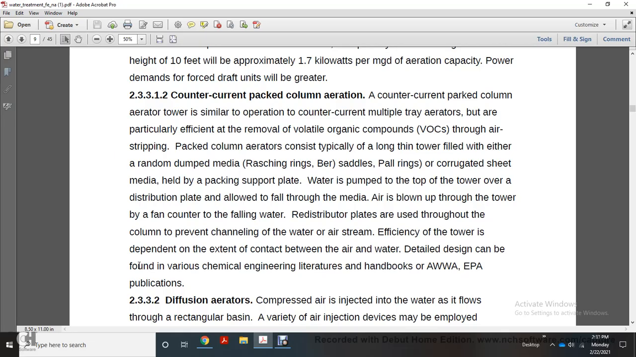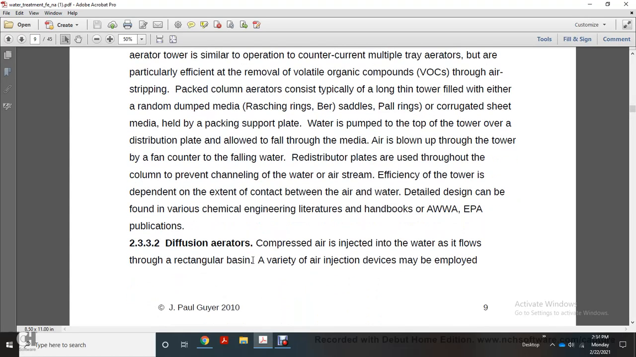Water is pumped to the top of the tower over a distribution plate and falls through the media. Air is blown through the tower by a fan, countercurrent to the falling water. Redistribution plates are used throughout the column to prevent channeling of the water and airstream. The efficiency of the tower is dependent on the extent of contact between air and water. Detailed design can be found in various chemical engineering literature, handbooks, and AWWA and EPA publications. Diffusion aerators.